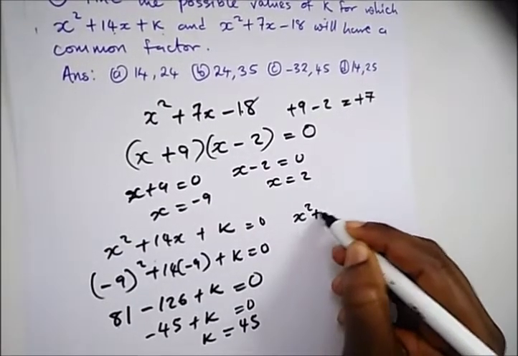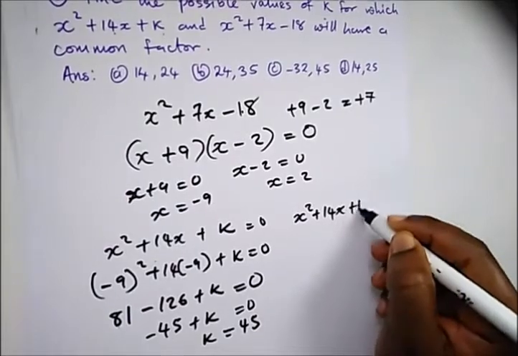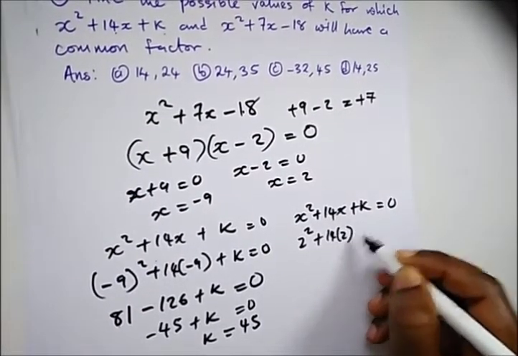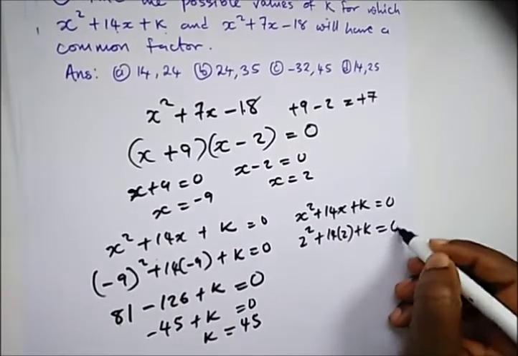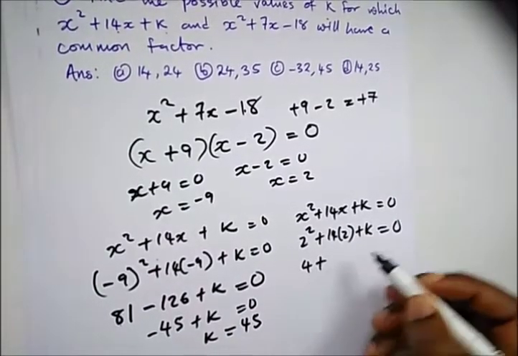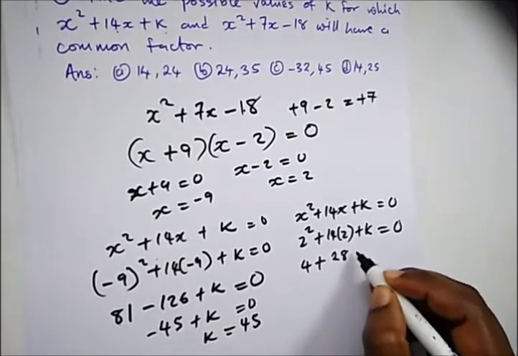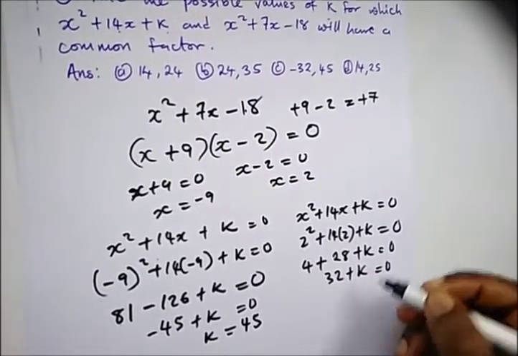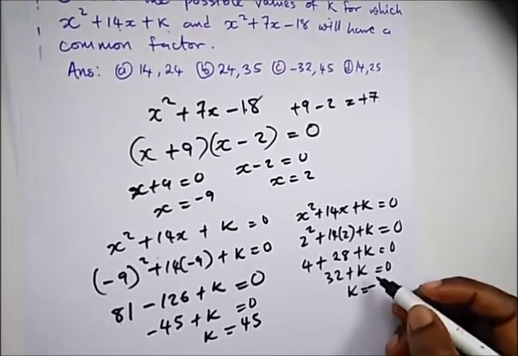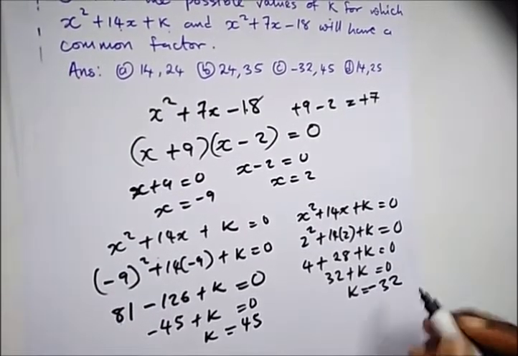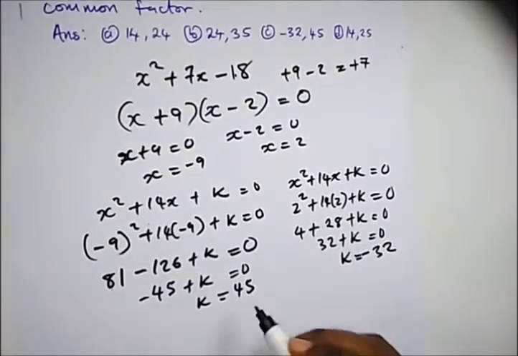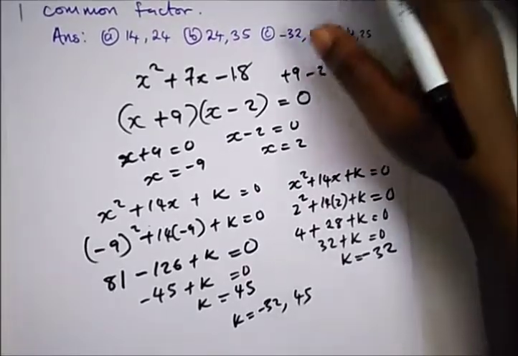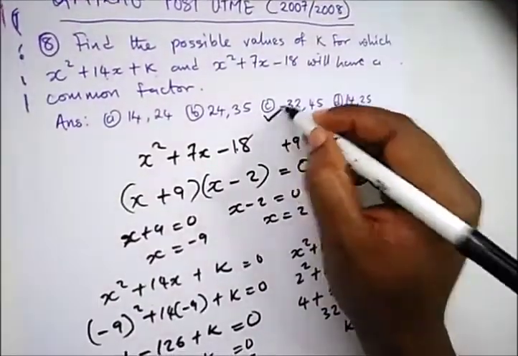Our next value of k, putting 2 into the equation, what do we have? That's 2 squared plus 14 times 2 plus k equal to 0. So we have 4 plus 14 times 2 is 28, plus k equal to 0. So we have 32 plus k equal to 0, and k will be equal to minus 32. So our answer is k is minus 32 and 45. And what's our correct option here? Option C.